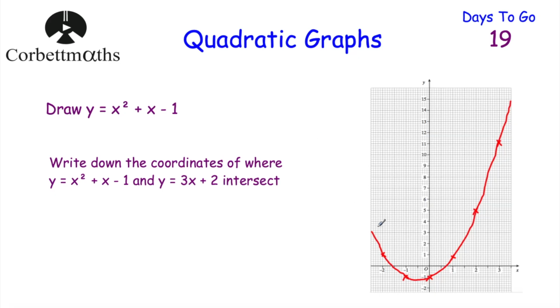So we've still got our graph of y equals x squared plus x minus 1, so that's y equals x squared plus x minus 1.